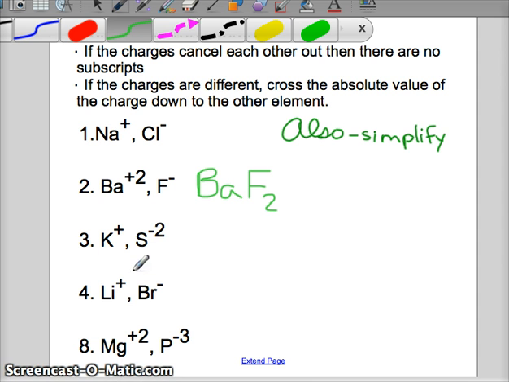Okay? I want you guys to try these, and remember, if it needs to be simplified, so let's say this was a 4 and a 2. When you cross them down, you still would have to simplify it, so it would be BaF2. All right, I might have gone over that rather quickly, especially for those mathophobes out there. All right, but once you get to it, let me know. Okay, I want you to do these and show me, and then I have more practice for you on this.